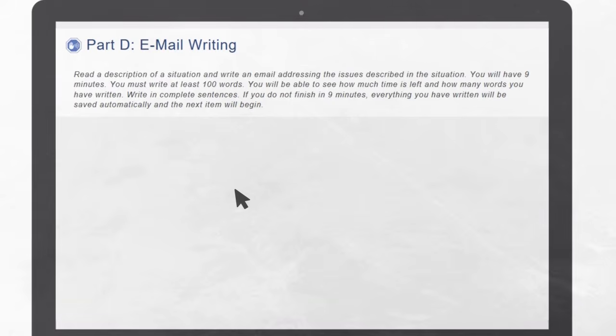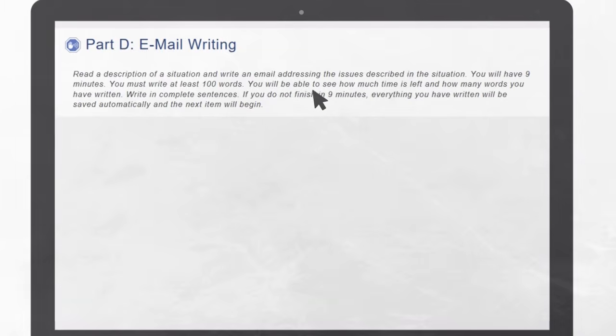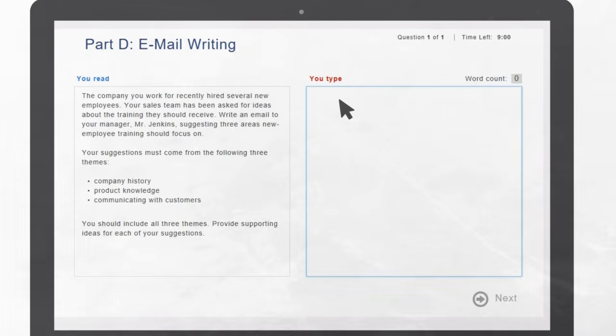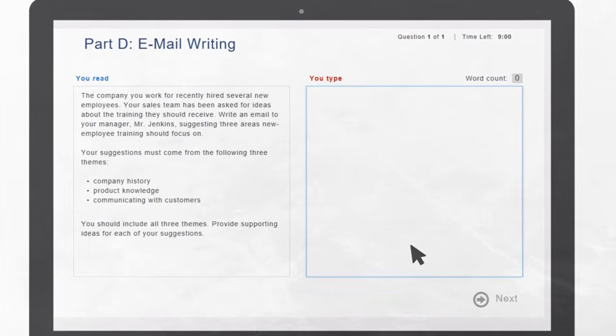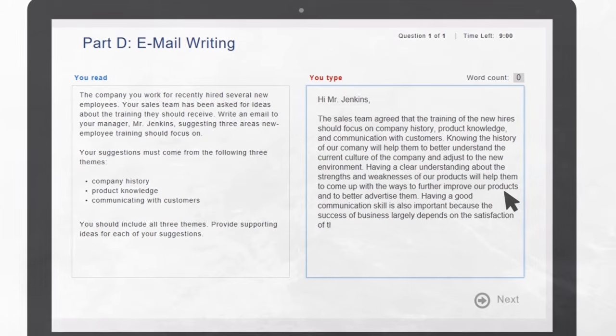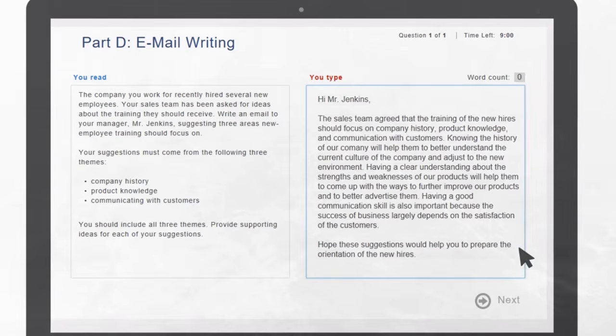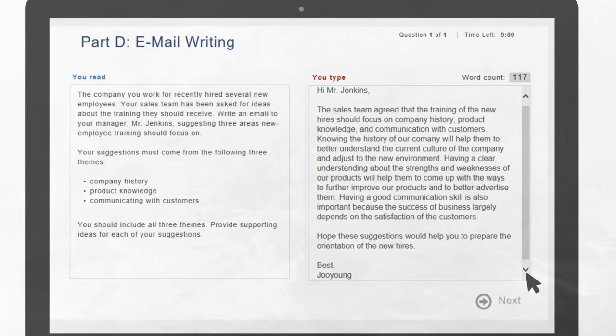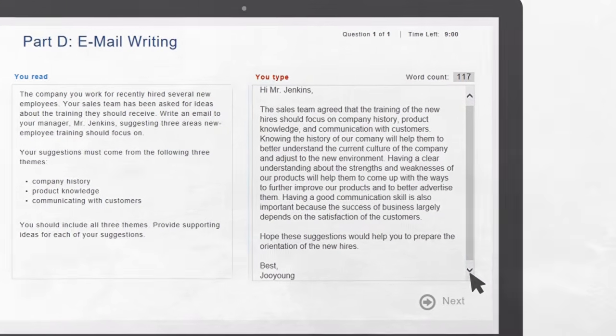Email writing. In Part D, you will be presented with a short description of a situation and must write an email in response to that situation. You will have 9 minutes to read and respond, and you must write at least 100 words. There are 2 questions in this section. If you finish early, you can click the Next button to move on to the next question.